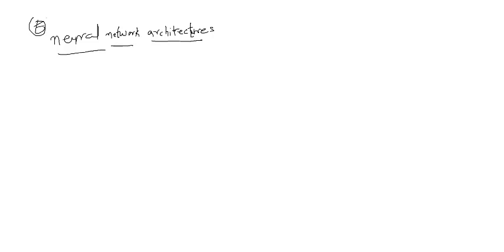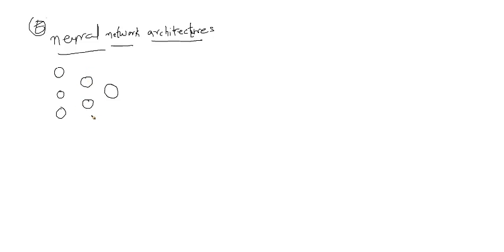Hello everyone. Today we are going to look at neural network architecture. So, in fact, a neural network will look something like this. You have a layer which we call the input layer, followed by a hidden layer, followed by an output layer.